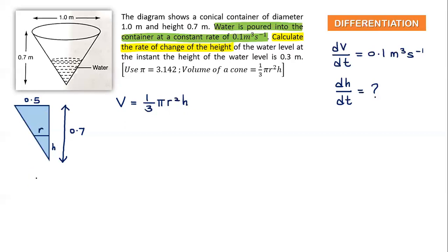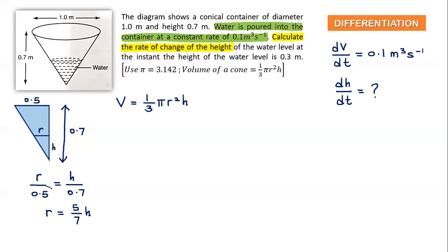So this r, I'm going to write here: r over 0.5 equals h over 0.7. Since I need to substitute the value of r here, I need to express r. So I'm going to take this 0.5 and bring it over here. When you divide and bring it over, it becomes times. So what is 0.5 over 0.7? If you use a calculator, it gives you 5 over 7 h. Understand, class?